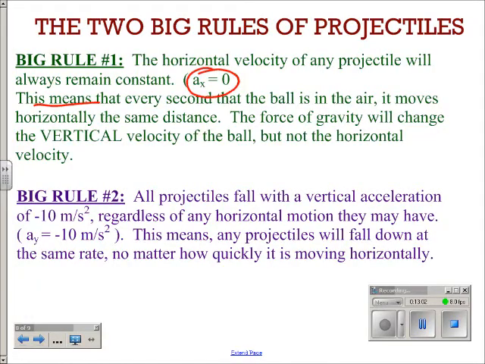Okay, and that's showing you that the horizontal velocity stays constant. Tomorrow in class, I'm going to show you a similar demonstration with the skateboard to show you that the horizontal velocity is constant.